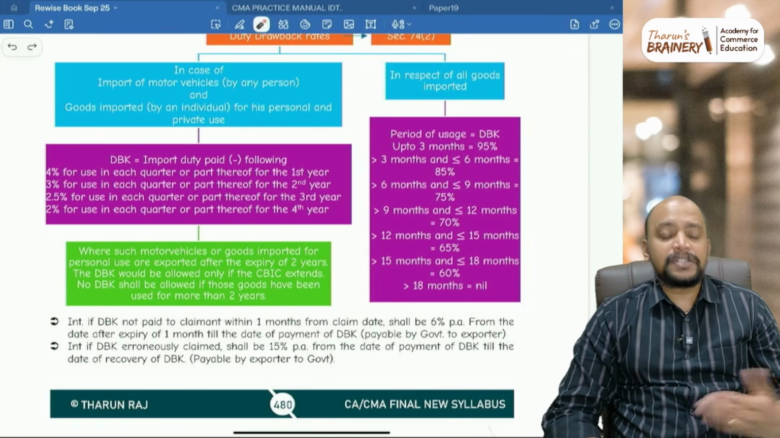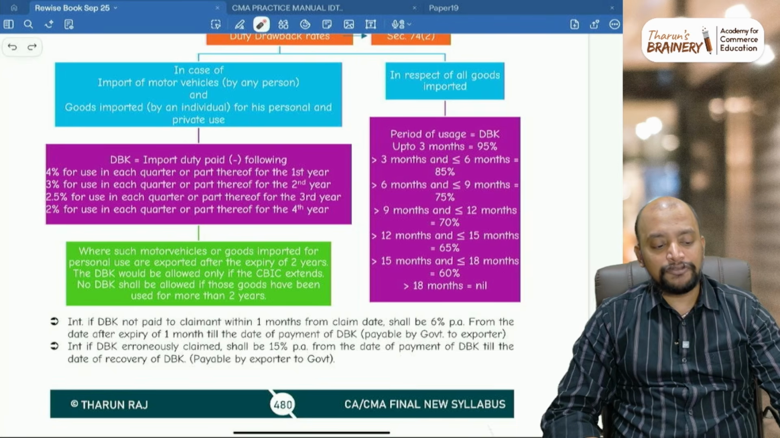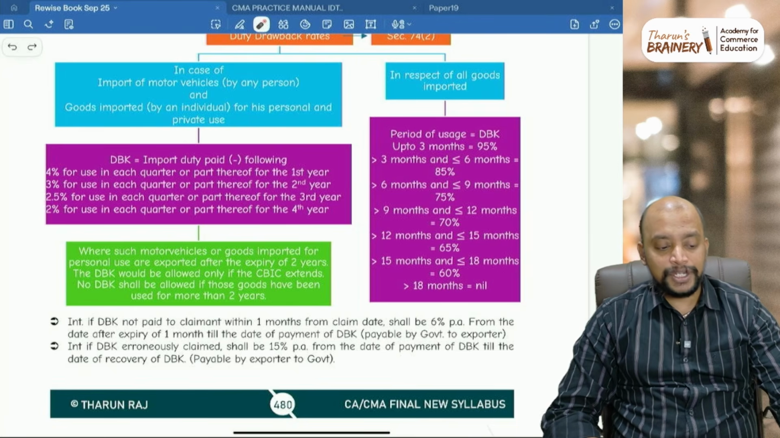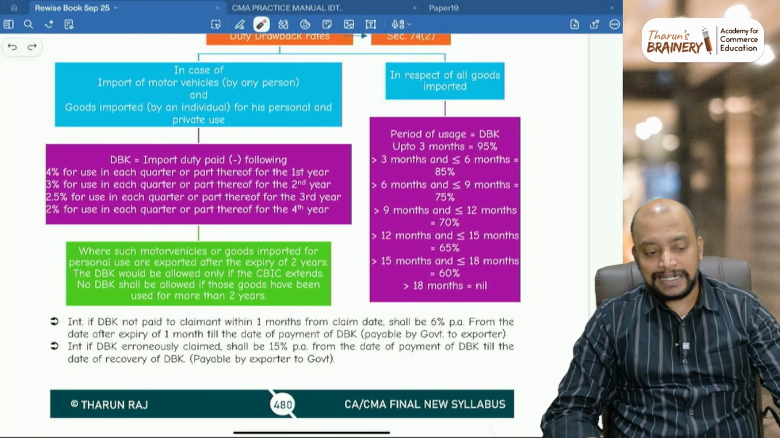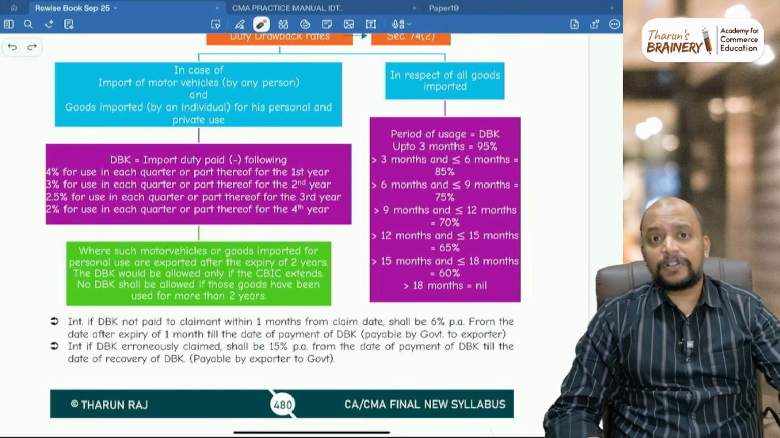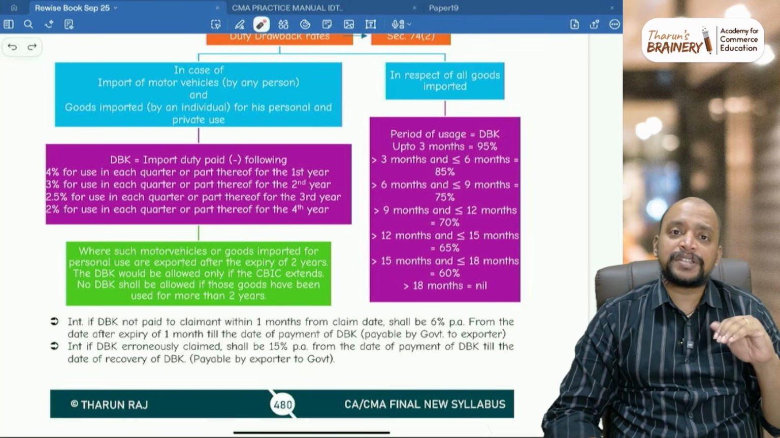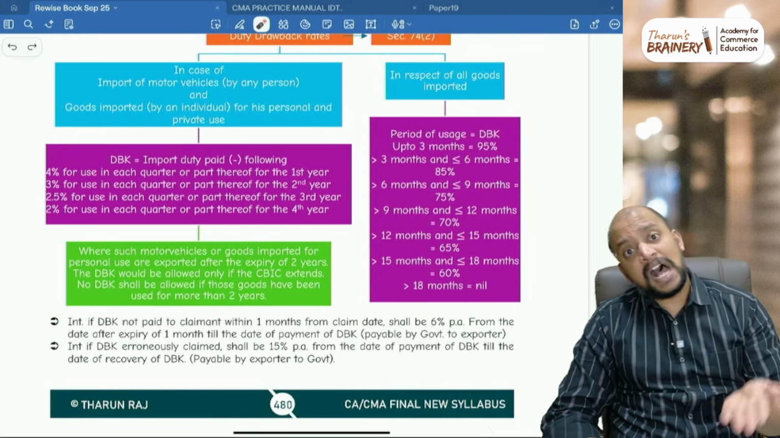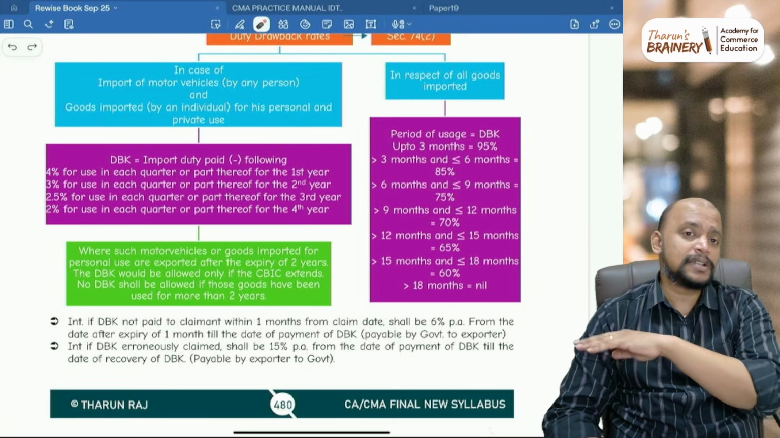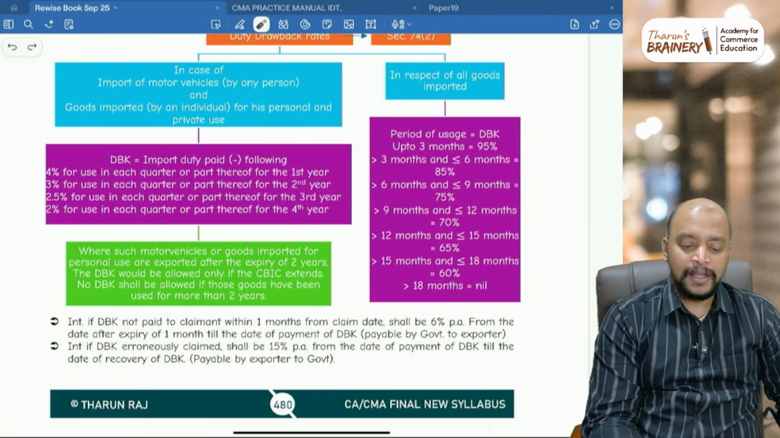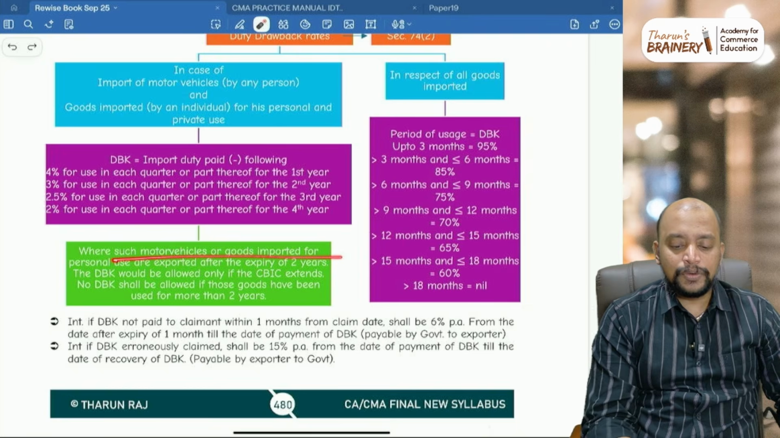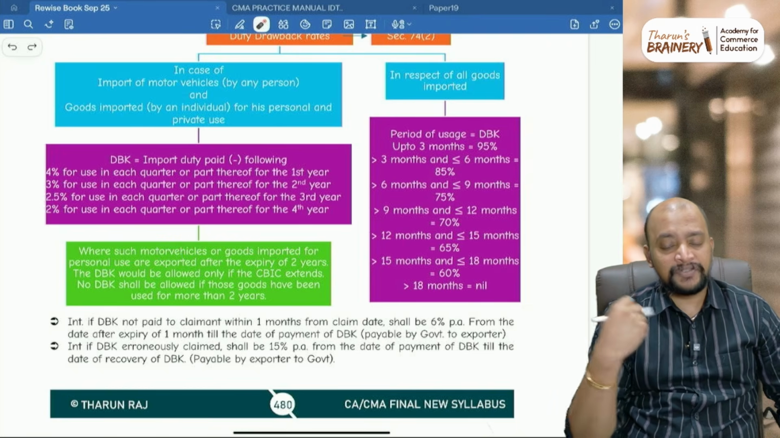Then, first year 4 into 4, 16, then second year 4 into 3, 12, and third year 4 into 2.5, 10, and fourth year 4 into 2, that is 8, that is 46%. 46% means the remaining 54% you will get as duty drawback. After 4 years, nothing.